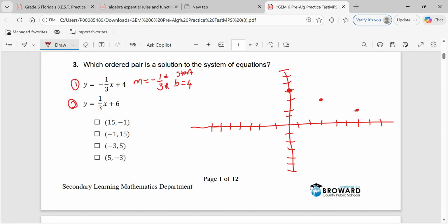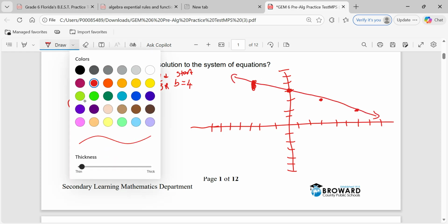And if I can't go down and right, then I can go up 1, left 3. Up 1, left 3. Okay, that should be somewhere here. Looks a little bit weird. Okay. And then, shoot, there you go. I have one line. I'm going to draw the next one.